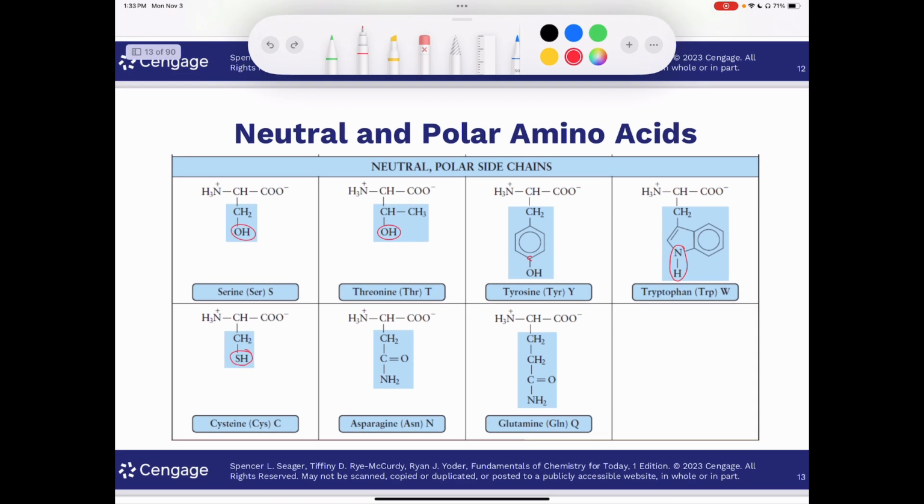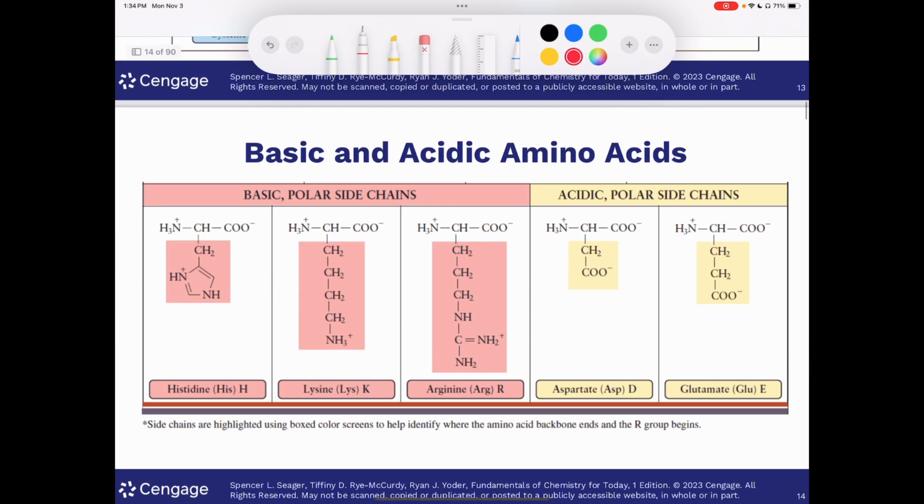So what do all these neutral and polar amino acids have in common? Well, first of all, they're neutral. They don't have any charge, but then they all have some kind of polar bond in them that enables them to participate in dipole-dipole forces and largely hydrogen bonding. Not all of them, but mostly.